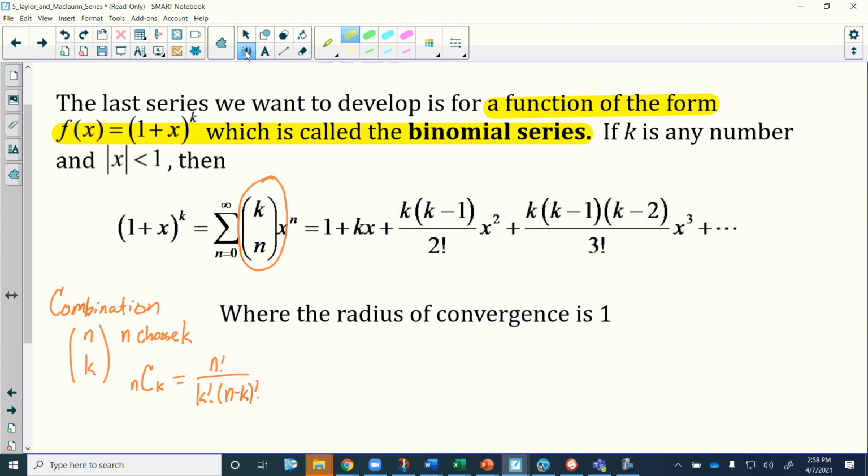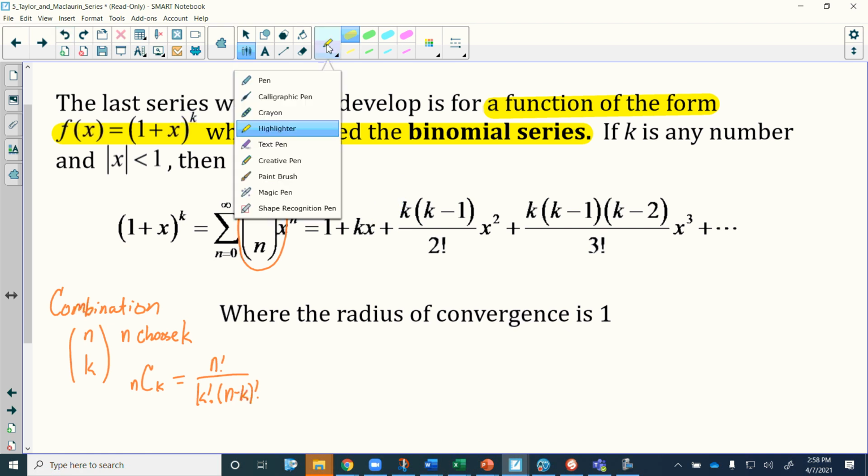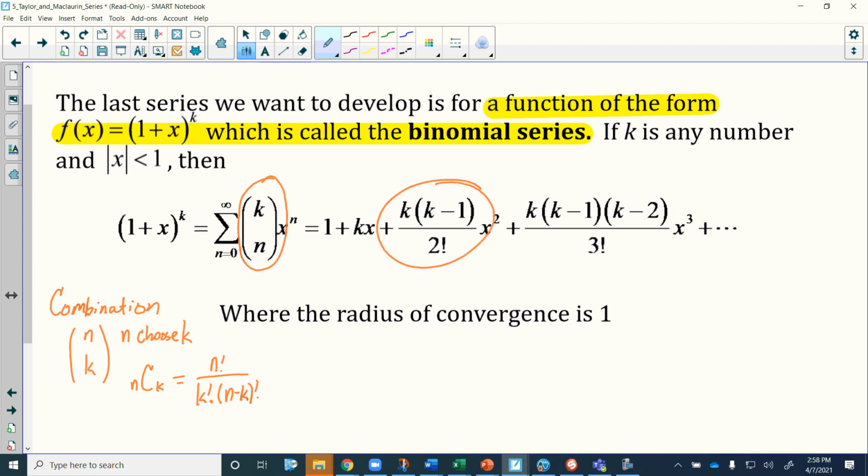What's going on here? I still have my highlighter on. It's been a day. Let me just tell you that it's just been a day. So they kind of look the same. Okay, not exactly, but they kind of look the same.